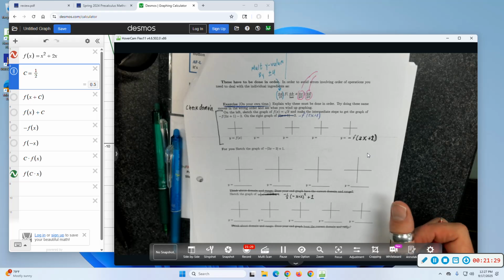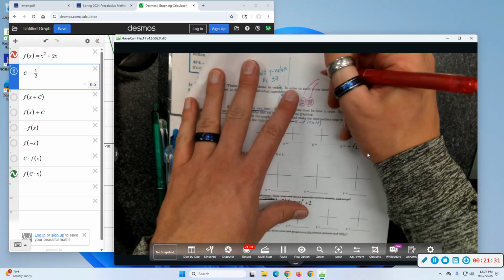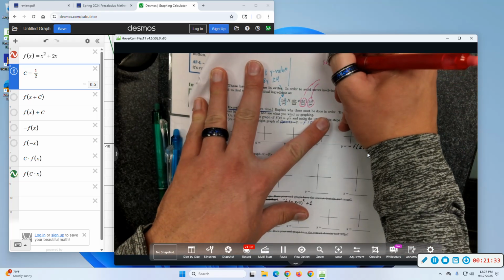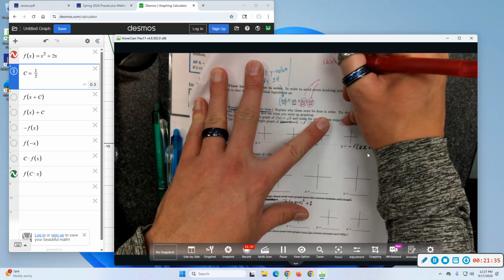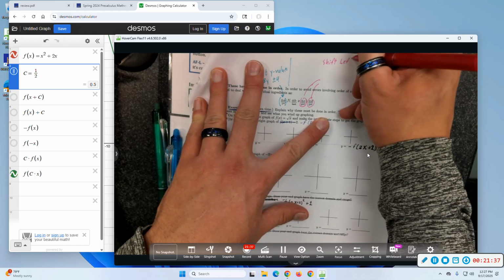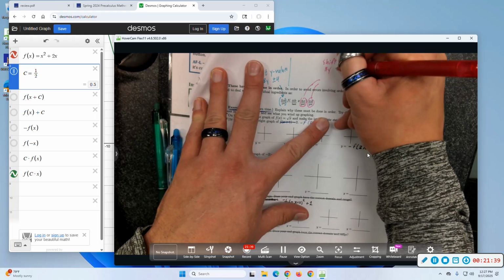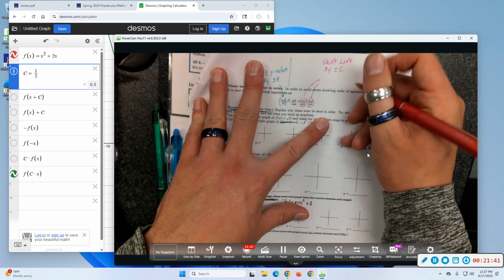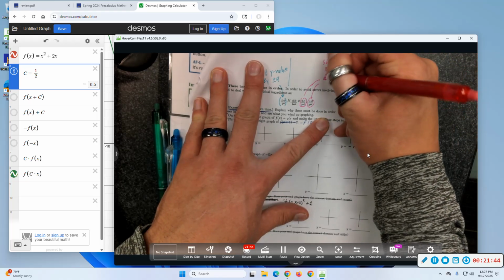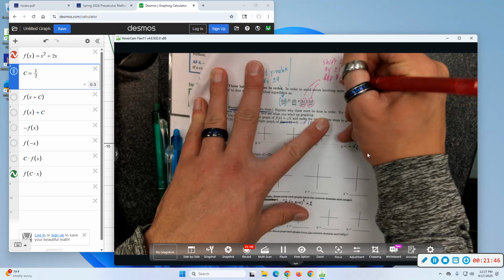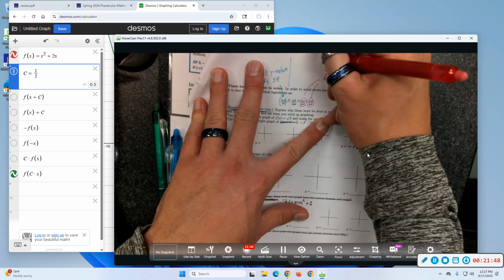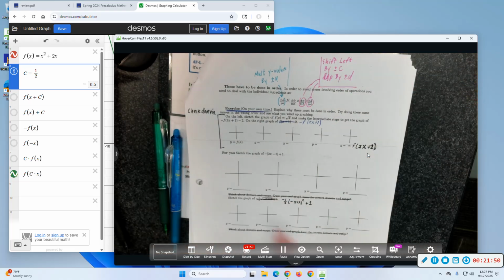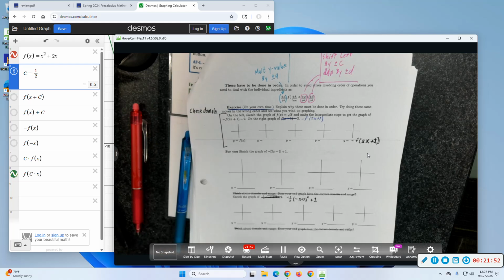Shift it up or down depending on if it's negative. So these two together, you'll shift left by whatever that plus or minus c is, and then you'll go up by plus or minus d. All right, happy so far?